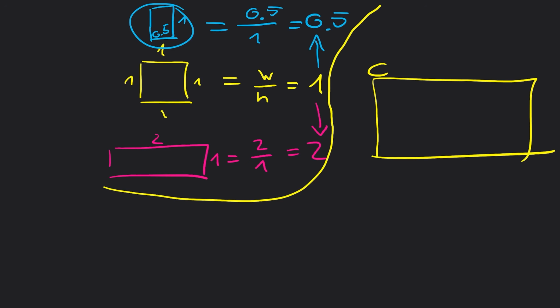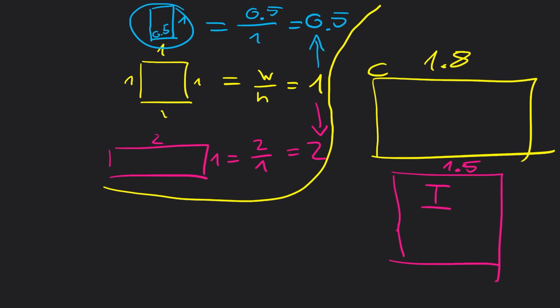This we want to compare with the image itself, or the aspect ratio of the image. Let's say this could be something like this. This would be I for image. If the canvas has an aspect ratio of, let's say, 1.8, with the image having an aspect ratio of 1.5, we know that the canvas is wider than the image.